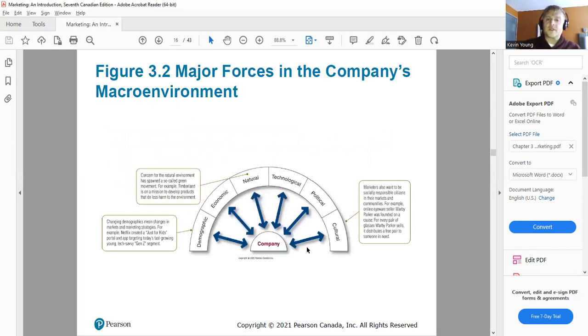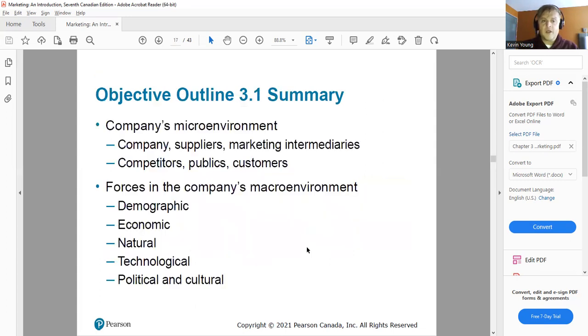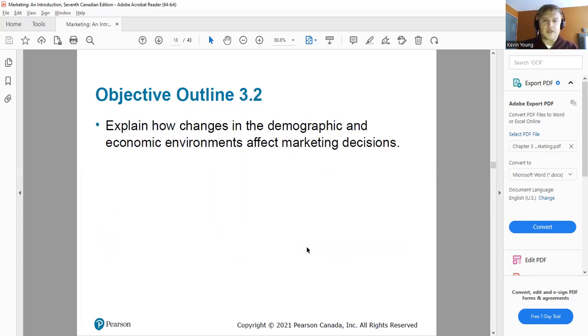The major forces in the company's macro environment. Okay, so this is the same diagram as the first one that we saw, but this is the macro environment versus the micro environment. And within the macro environment, you will find 6 types of environments: demographic, economic, natural, technological, political, and cultural. All of these are major forces on a company. We have the summary, which I don't read. I will let you take a look at that.